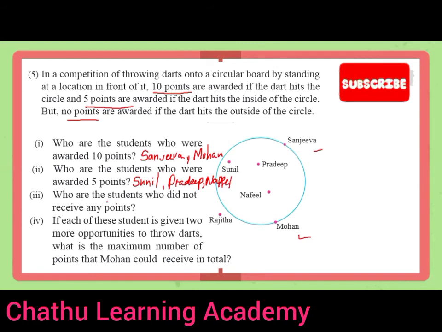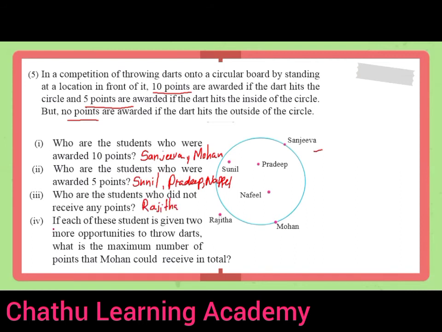Third one, who are the students who did not receive any points? Here they have given that no points are awarded if the dart hits the outside of the circle. Then who is the student outside the circle? Here Rajita. Then Rajita didn't receive any points.